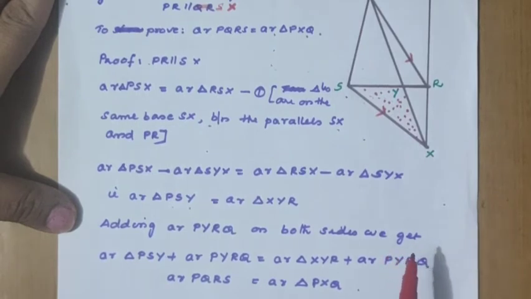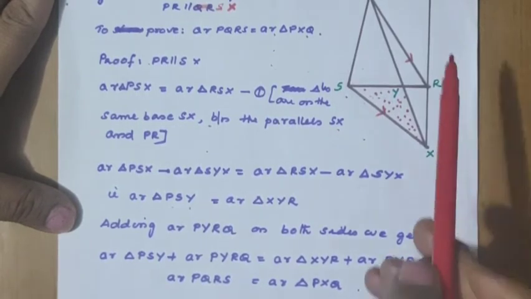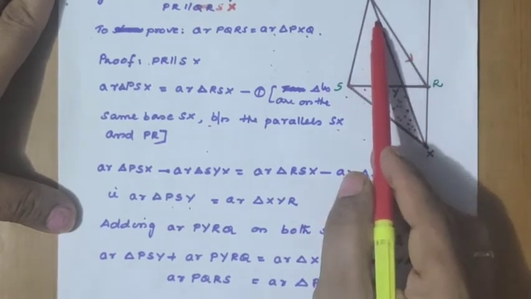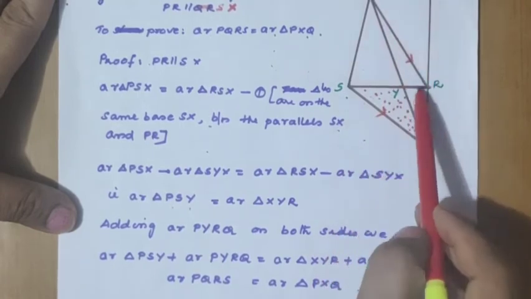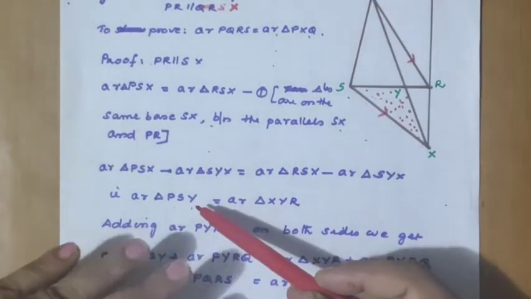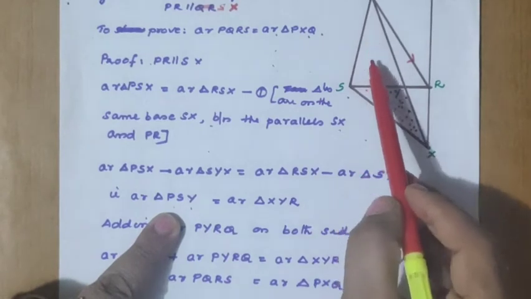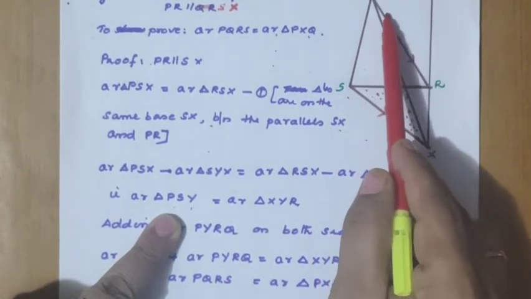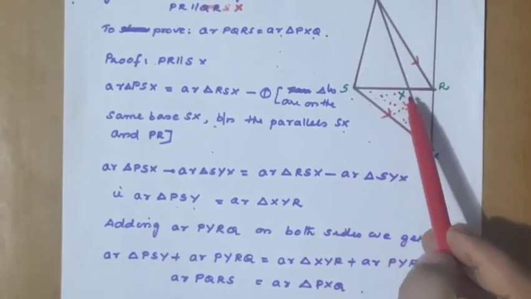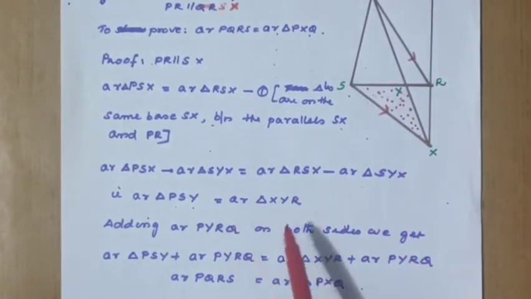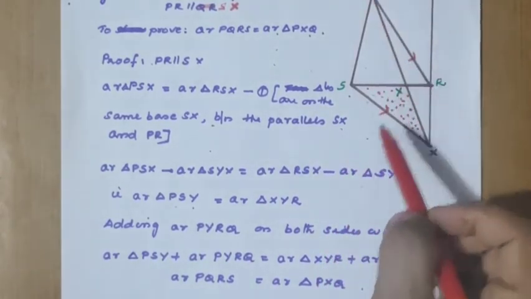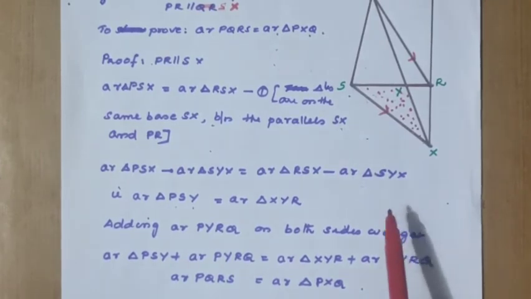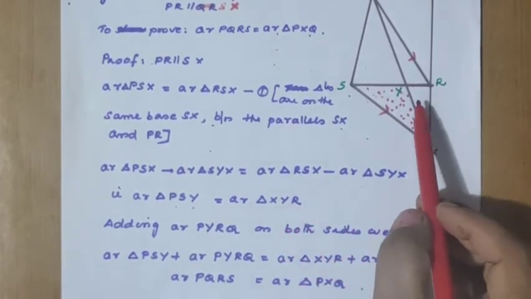Now we need area of PQRS. Area of PQRS means what we require here, PSY plus this PQRY. Right? PSY we already got equal here. So for completing the PQRS diagram we need this portion PQRY. So we are adding PYRQ on this side, you will get PQRS. The same thing we should add on the RHS. What is that one? XYR we got.